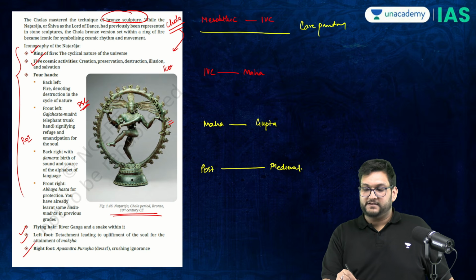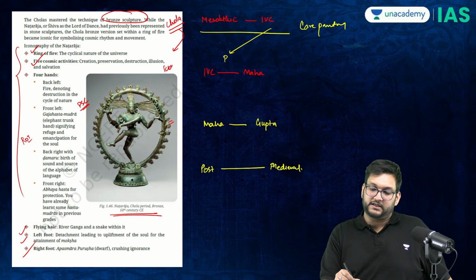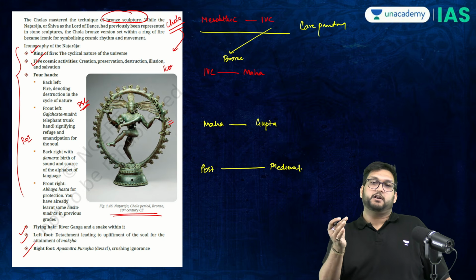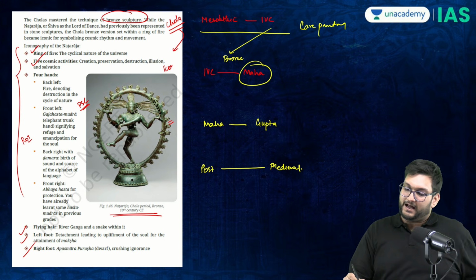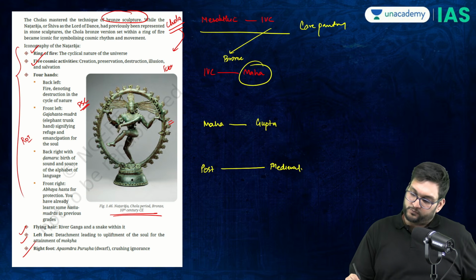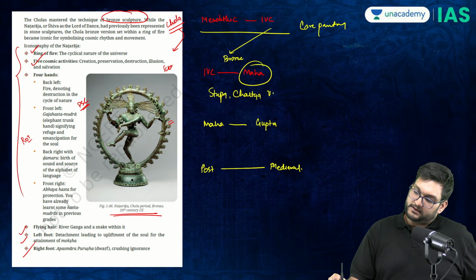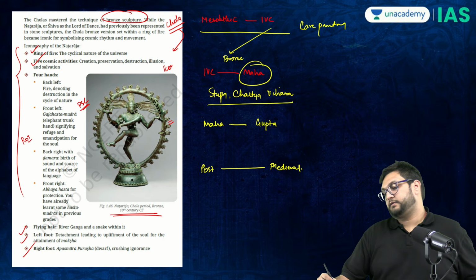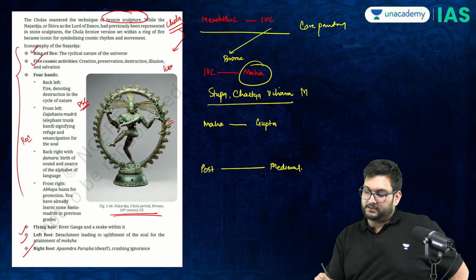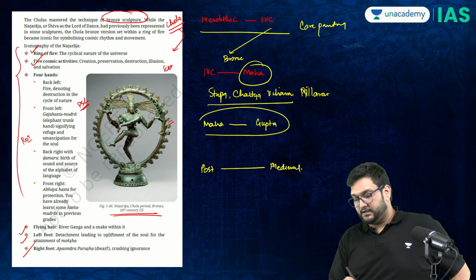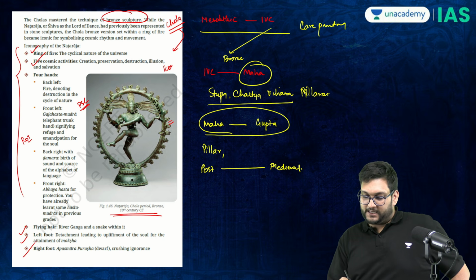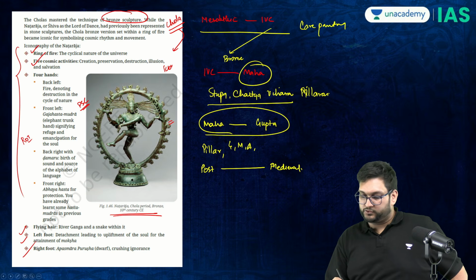Then for IVC, they talk about bronze sculpture, but bronze, steatite, terracotta, everything is there. For Mahajanpada, they now start to talk about stupa, chaitya, vihara, the concept of pillar architecture, and that is where basically we transition here. We have pillar for Mauryas. We have the concept of Gandhara, Mathura, Amravati school for the post Maurya.